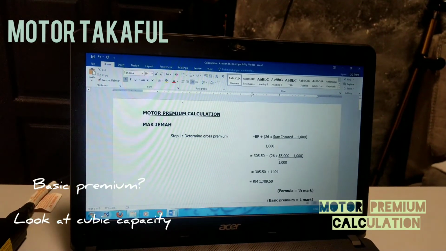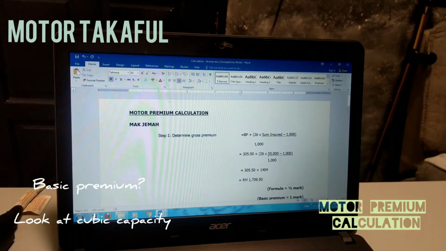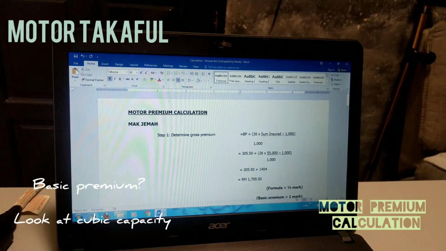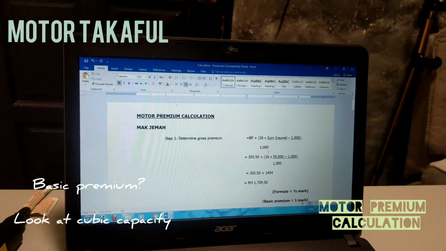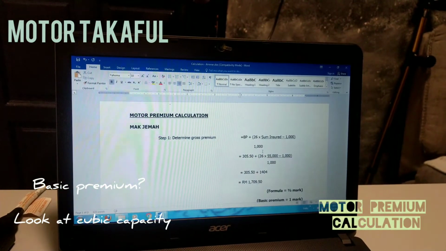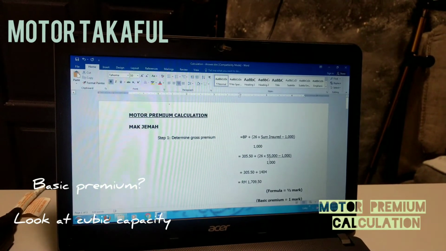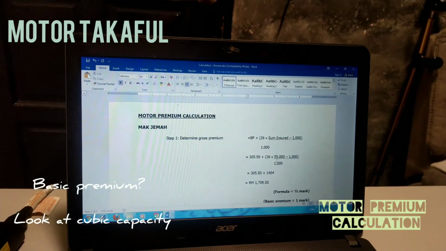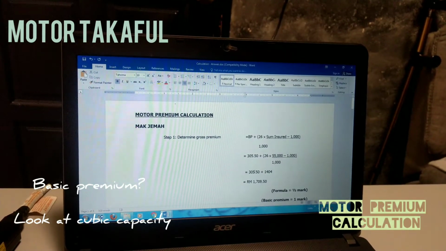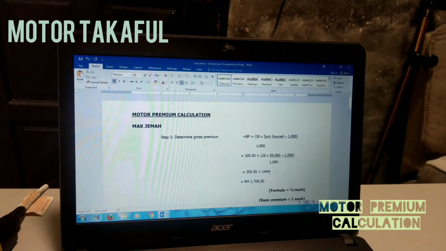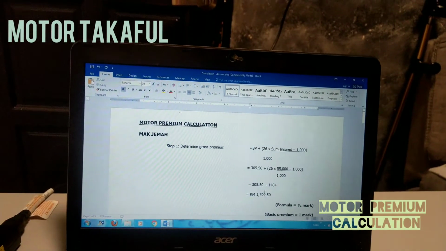So 26 times 55 (sum insured, which we know is 55,000, the value of the car) minus 1,000, divided by 1,000. Where do we get this 26? The 26 is the tariff that has been set by Bank Negara. This is the exact formula to calculate for a private car. So 305.50 plus 1404, and you will get 1709.50.